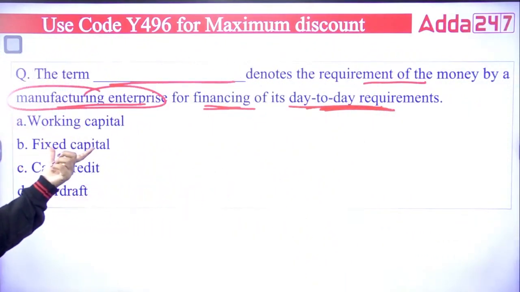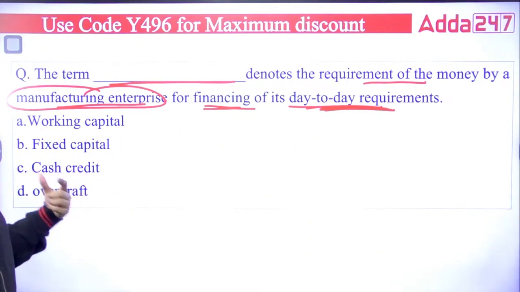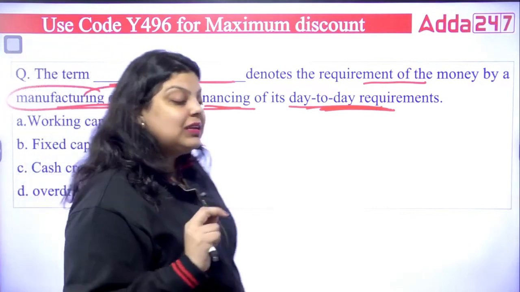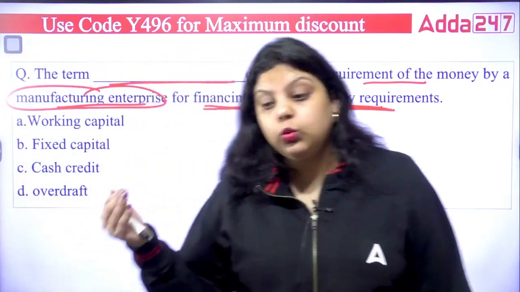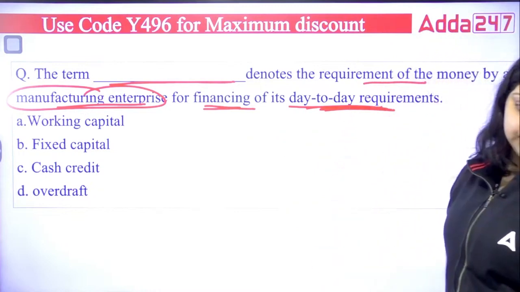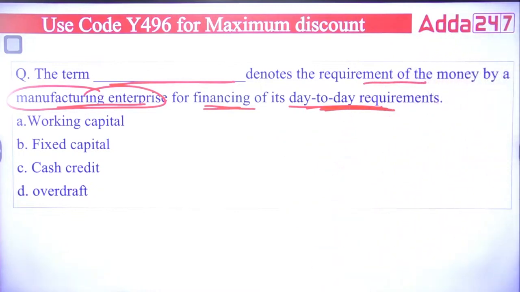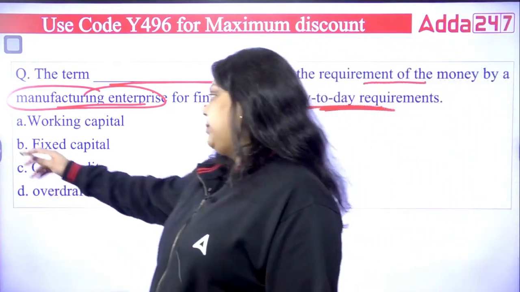Is it working capital? Is it fixed capital? Is it cash credit? Is it overdraft? So for the day-to-day activity of a manufacturing unit, what type of capital is required? A, B, C or D? And your right answer will be working capital.